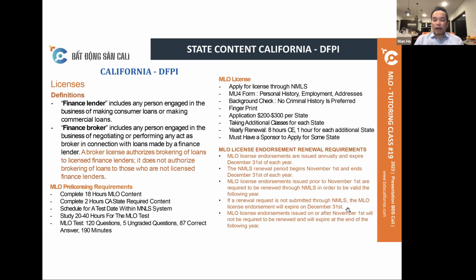Okay, if it's expired, what happens? If it's expired, you're not supposed to practice. You're not supposed to be originating. Okay, however, there's an exception to that. I will talk about it later. So the MLO license endorsement issued on or after November 1st will not be required to be renewed and will expire at the end of the following year. So any endorsement before November 1st needs to be renewed. Anything endorsed after November 1st is okay until next year.